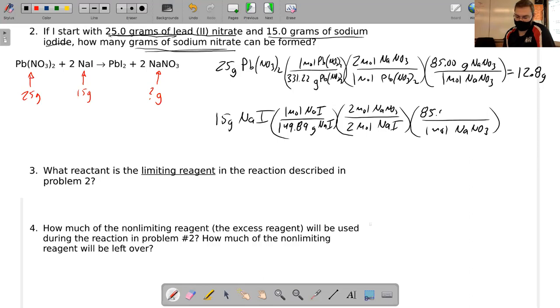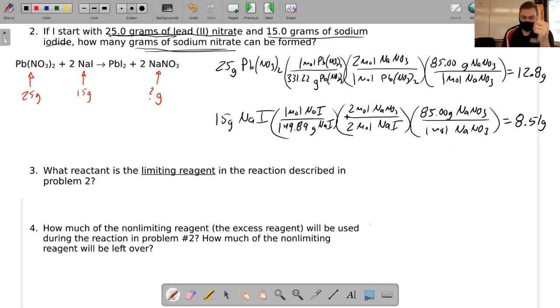Let's see, 85.00 grams sodium nitrate... .5 grams. With 3 significant figures, 8.51 grams. So the amount of sodium iodide that's available gives you less sodium nitrate. And it's not necessarily because 15 is smaller than 25. Sometimes you'll have less mass of one than the other, but the one with less mass is actually not the limiting reactant. It depends upon the formula mass and also depends upon the mole ratio.